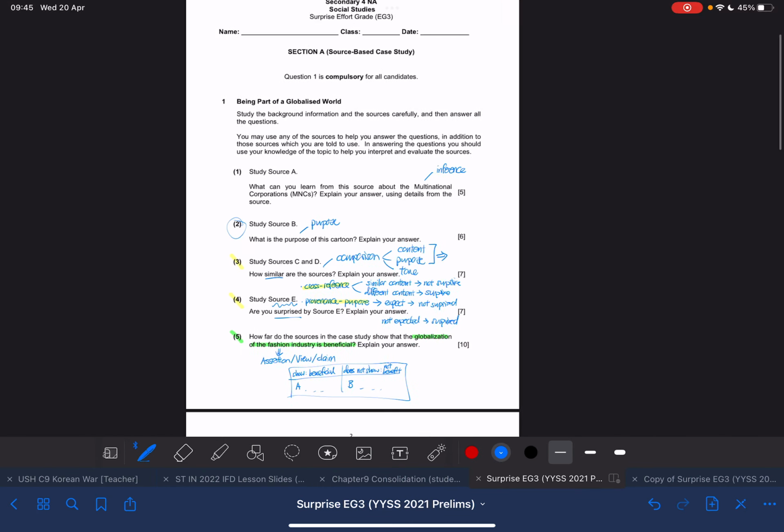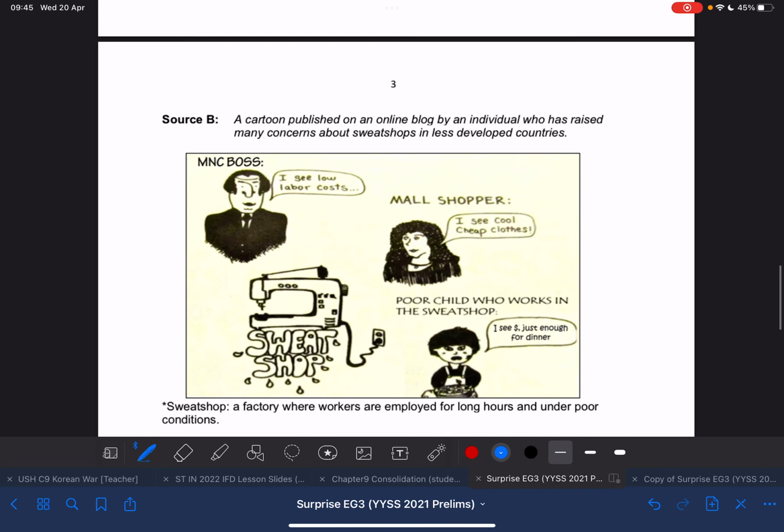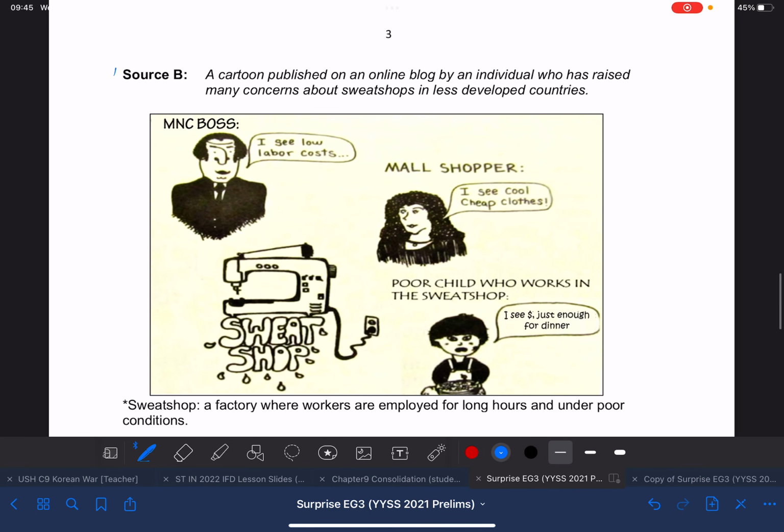A purpose question often requires you to infer from the provenance. You read from these details who might be the author. Sometimes the author is named, sometimes the author isn't named, and try to figure out who is the likely audience, meaning who is probably going to see this post, because that's going to affect your intended outcome or action taken. So let's read this together. A cartoon published by an online blog by an individual who raised many concerns about sweatshops in less developed countries.